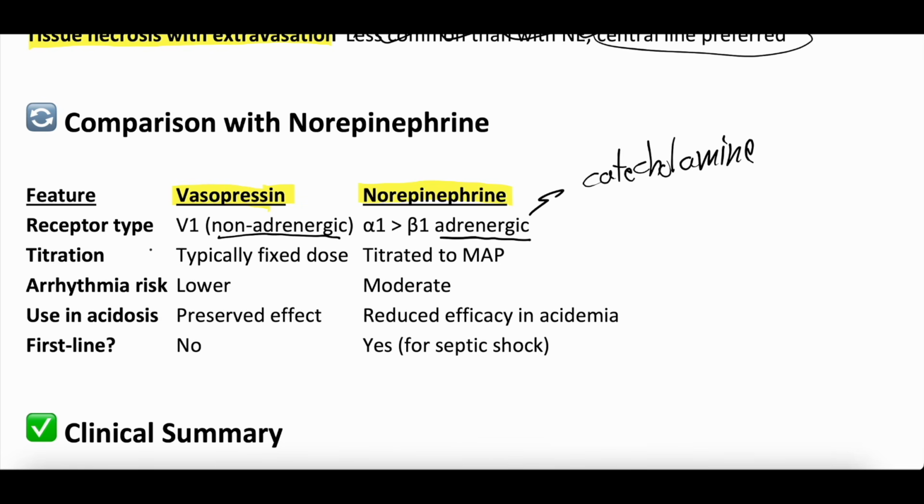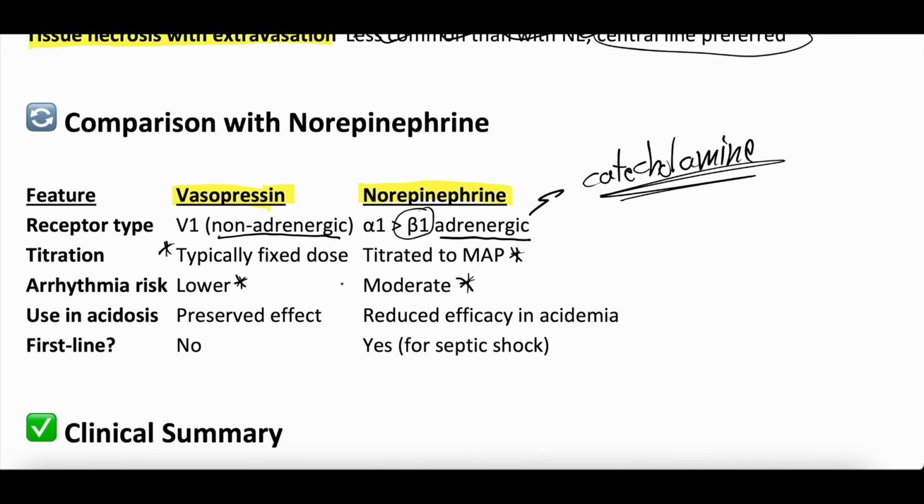Titration: this is fixed dose. Vasopressin is not titrated, whereas norepinephrine is titrated to a MAP goal most commonly. The arrhythmia risk is lower for vasopressin because it is not catecholaminergic, so it does not affect some of those receptors in the heart like beta 1 that can increase the risk for arrhythmias. So it has less effect on the heart, whereas norepinephrine and all the catecholaminergic vasopressors that have cardiac receptor effects, like the beta receptors, do increase risk for arrhythmias.